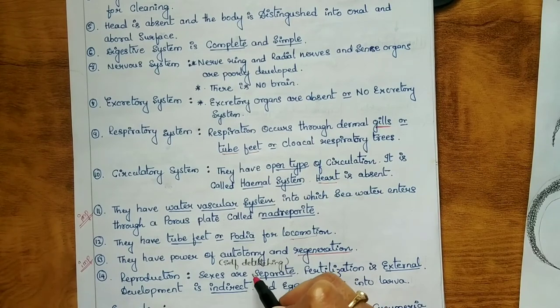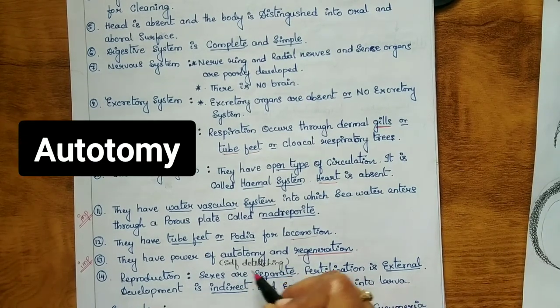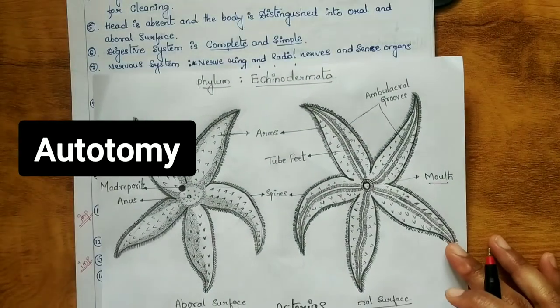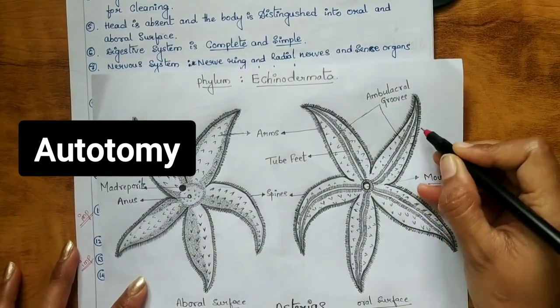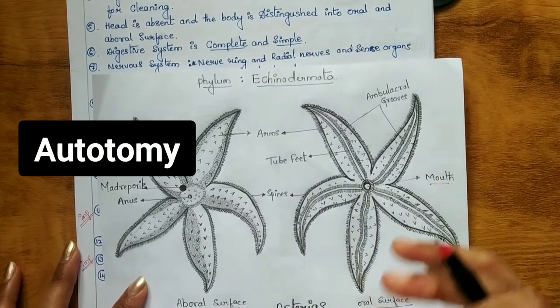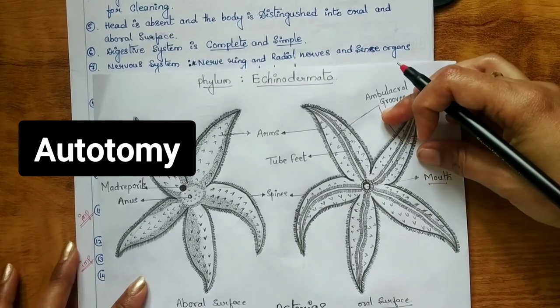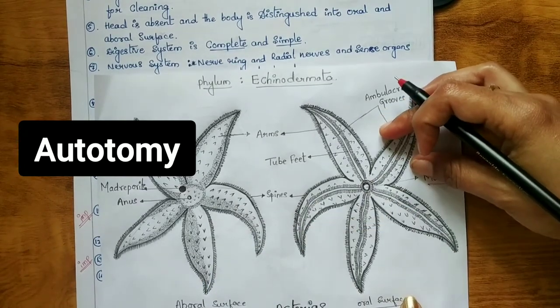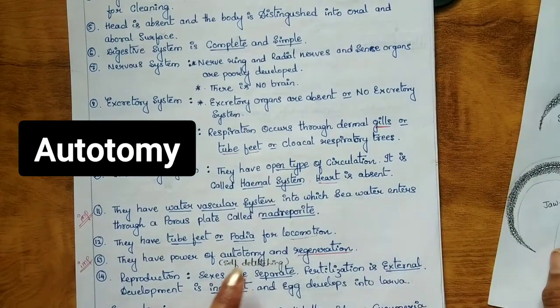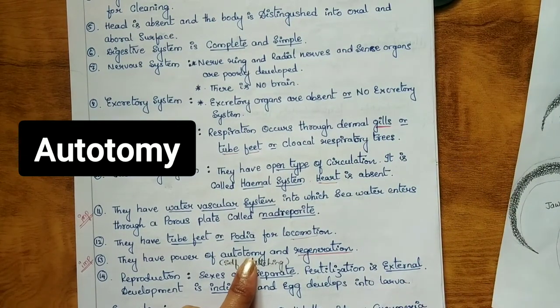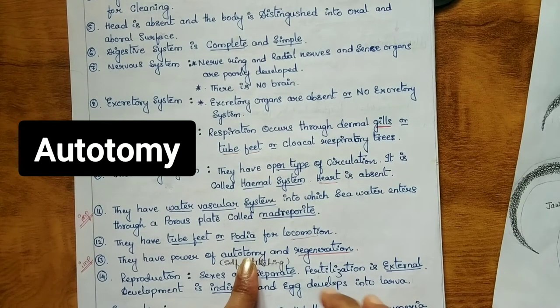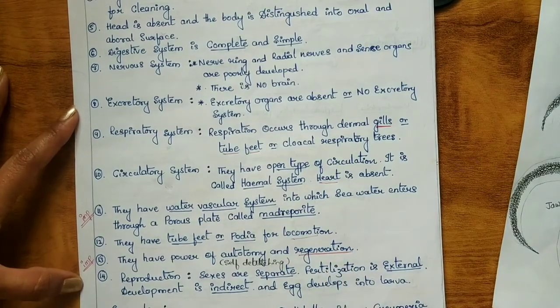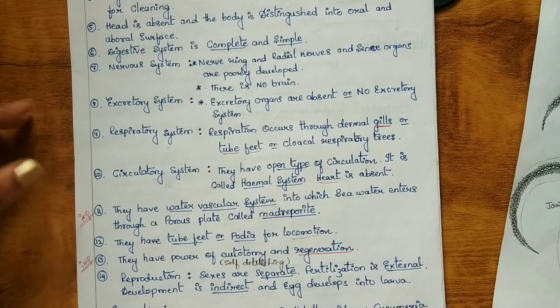And one more term is autotomy. Autotomy simply means self-detaching. For example, to help you understand, here is the starfish. If it accidentally loses this arm, or if it is attacked by a predator which seizes this arm, the starfish will self-discard or shed off this arm. That process is called autotomy. And this lost part may help in complete regeneration of the organism, or it may be lost separately. That means the self-detaching leads to regeneration in some organisms, okay.